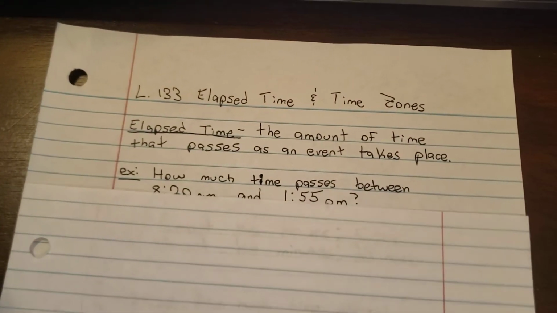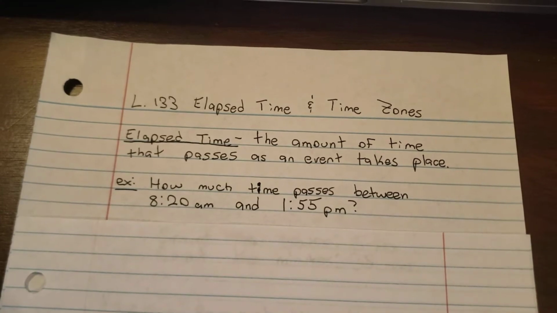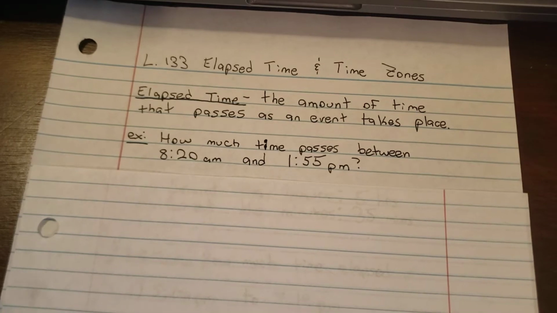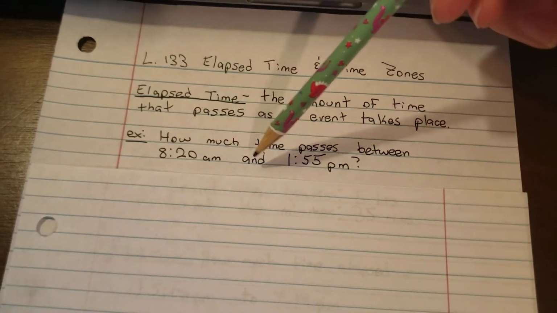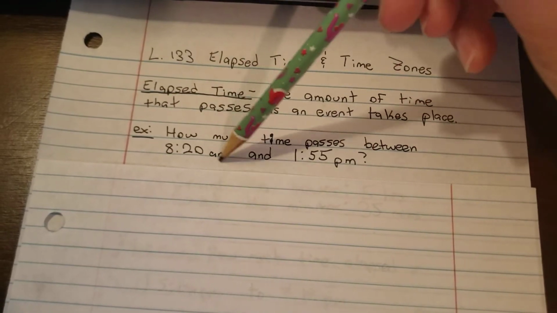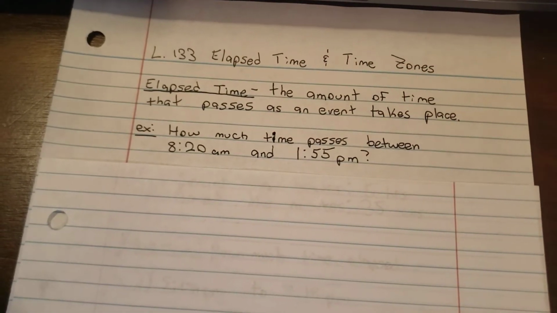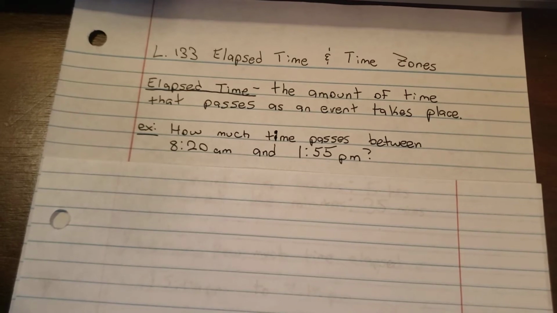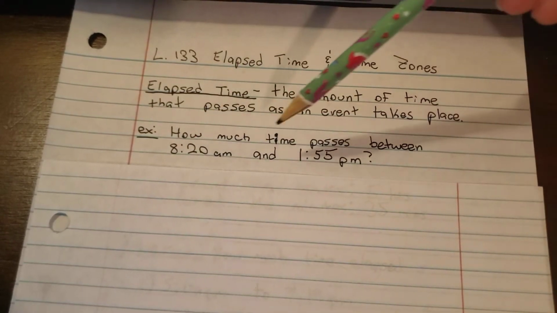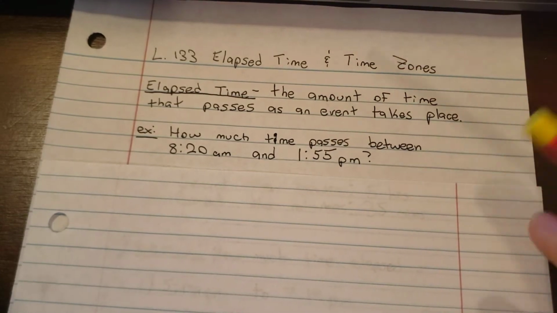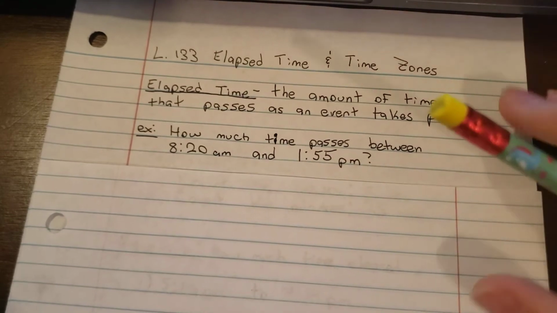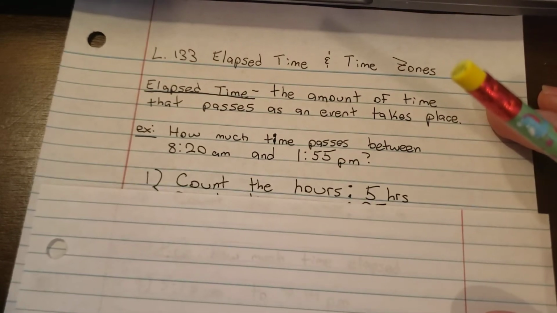Example. What we're going to be figuring out is the difference between these two times. So how much time passes between 8:20 a.m. and 1:55 p.m.? Now it is important to notice a.m. and p.m. Those are, you could kind of say with time, the units. Really, it just signifies where we need to add and subtract. So again, figuring out how much time passes, we're going to find the difference between these two.